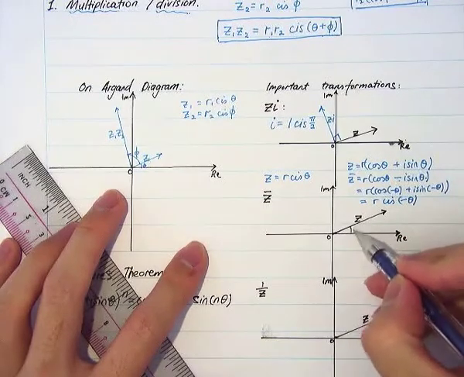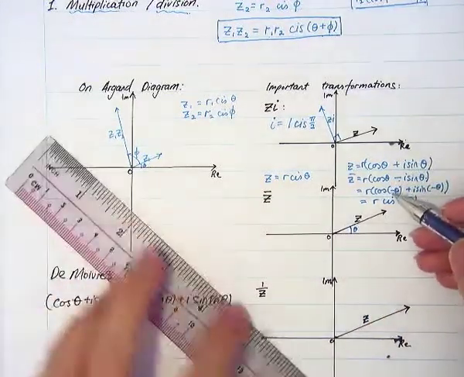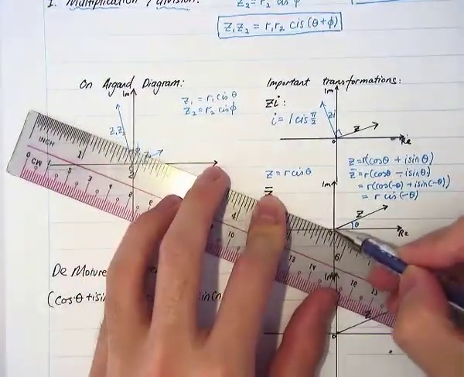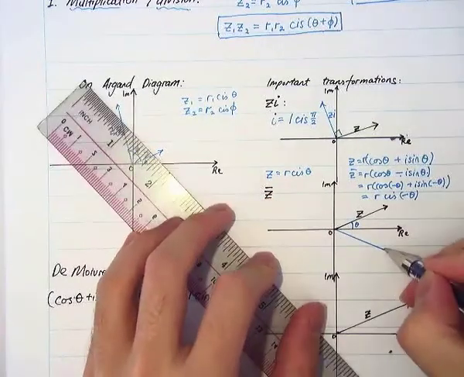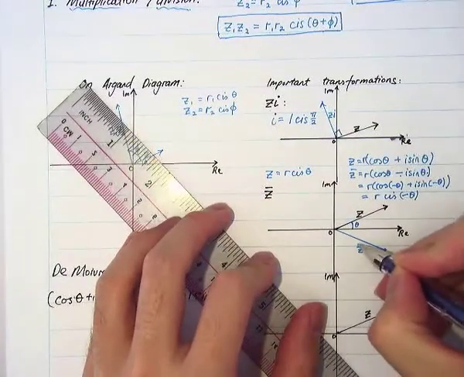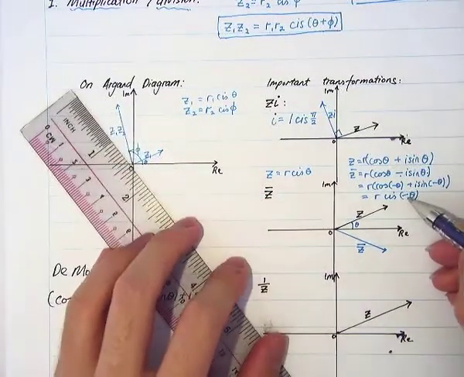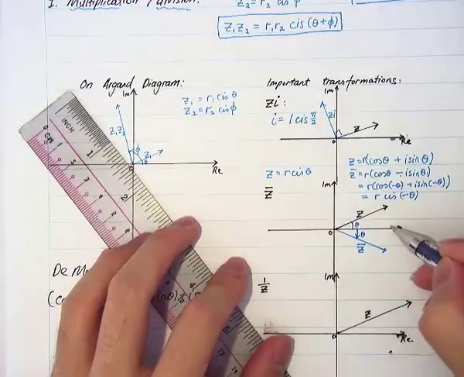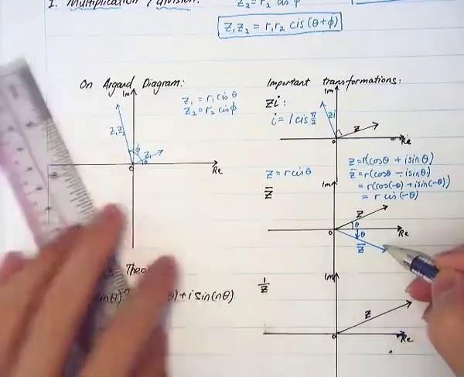So the conjugate of z is simply the reflection of z about the real axis. This will be the conjugate of z, because we're going minus theta instead of theta. So that would be theta, but obviously in the wrong direction, in the negative direction.